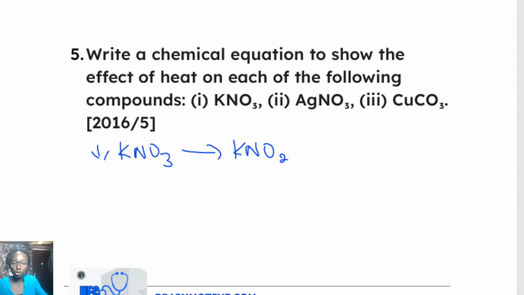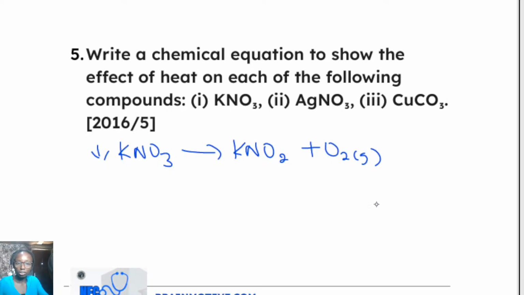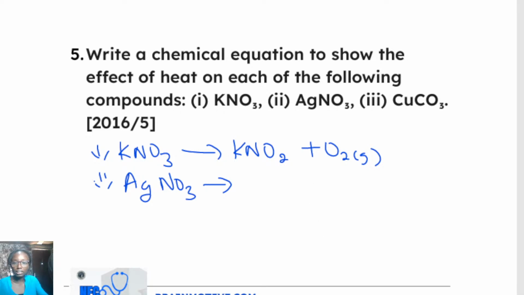And so it becomes potassium nitrite, with I, so nitrite. And then by the time it loses it, that oxygen is released as a gas. So very straightforward. Same thing with silver. This compound is commonly called silver nitrate or silver trioxynitrate 5. If you are following, you can guess that a similar reaction happens here.